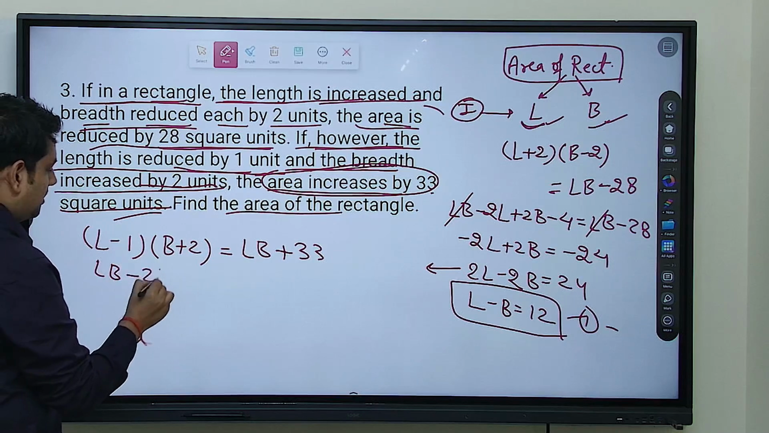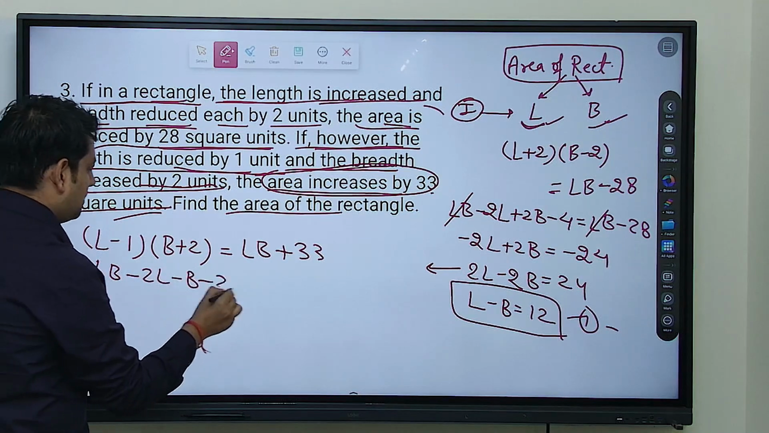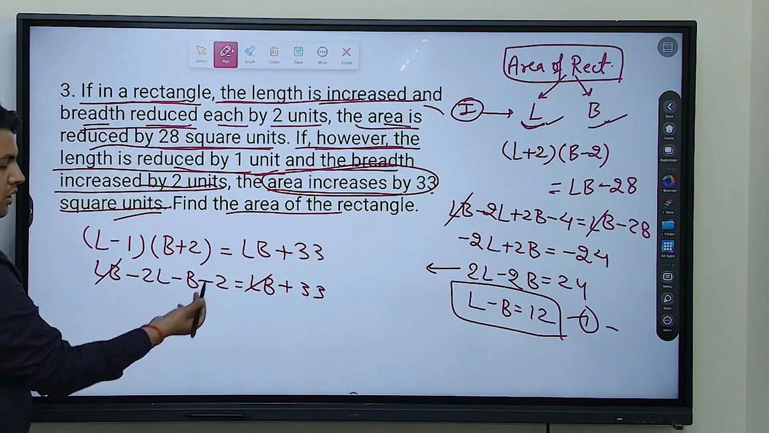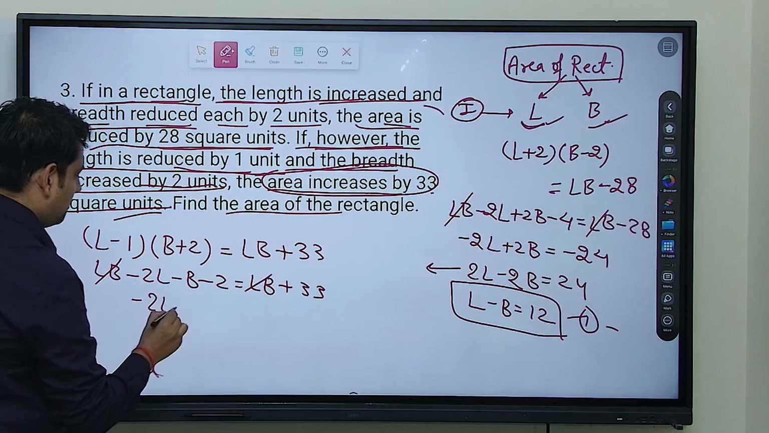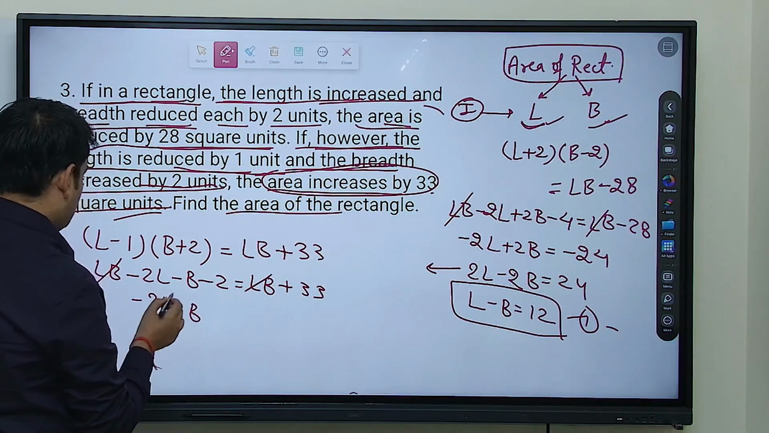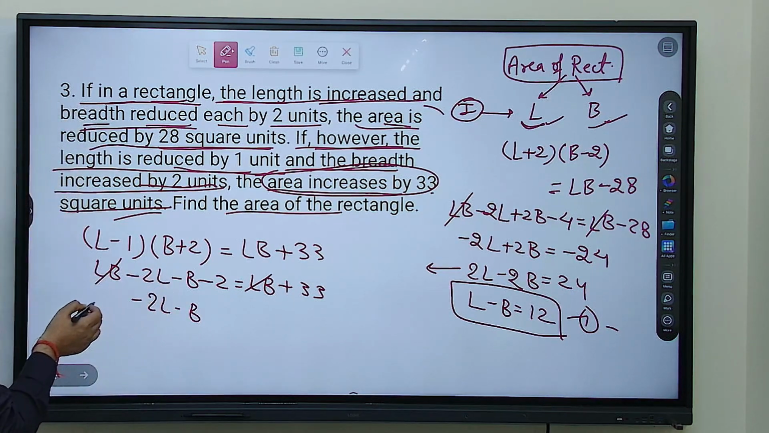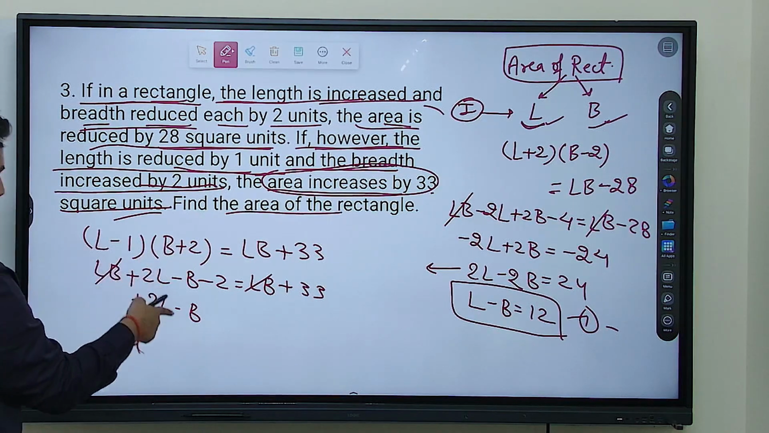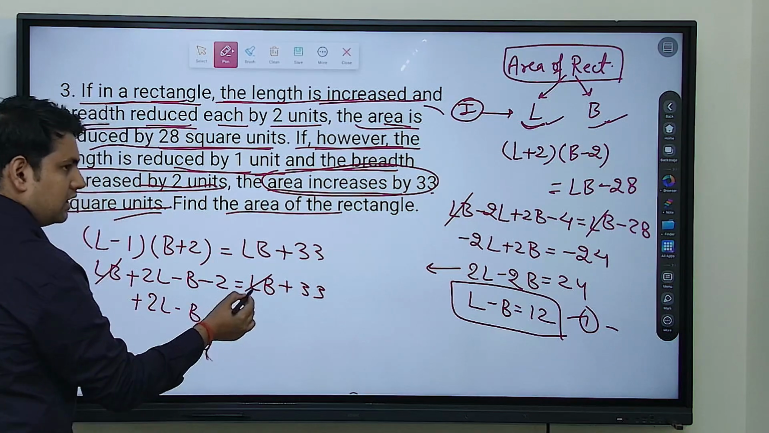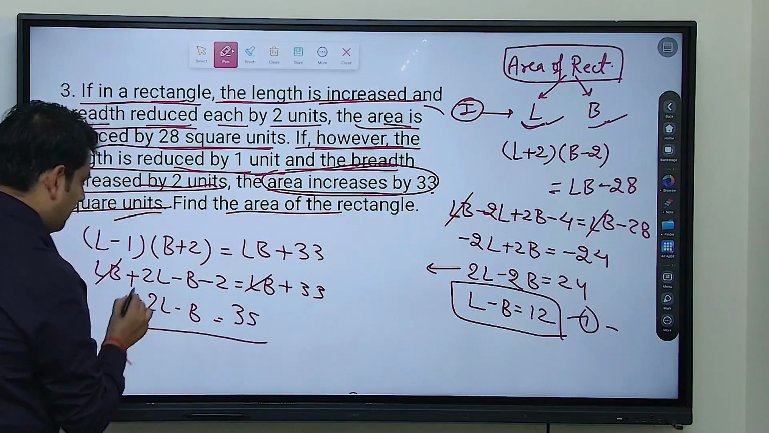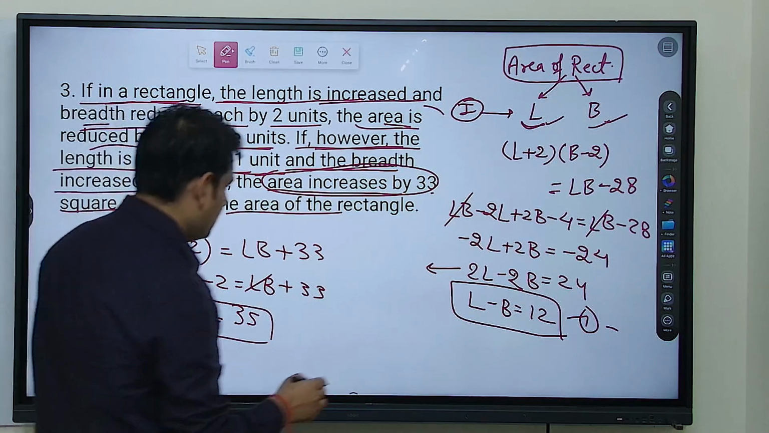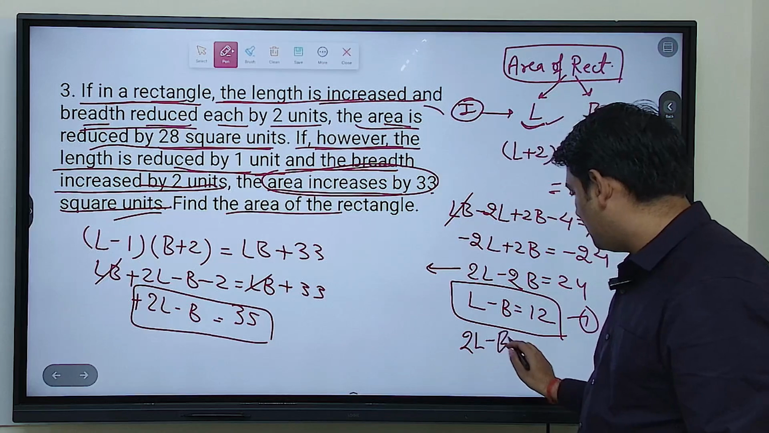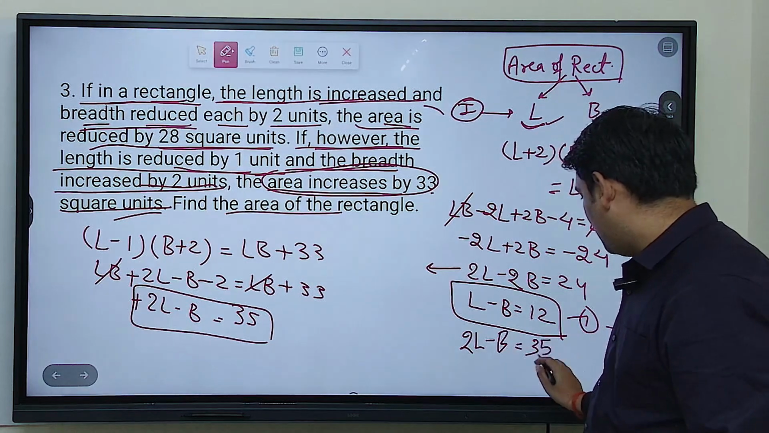L minus 1 into B plus 2 is equal to LB plus 33. Again LB and LB will cancel out. The 2 you can send there. What you will get is minus B plus 2L, this is L into 2. So plus 2L minus B is equal to 33 plus 2, that is 35. These are the two equations that you got. One is L minus B is equal to 12, and this is 2L minus B is equal to 35.